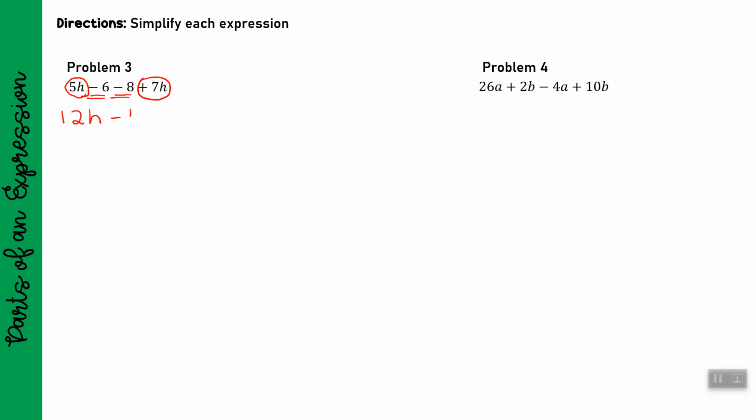So minus 14. I can't combine the 12h and the negative 14. They're not like terms. One has a variable, one doesn't. That is as simple as I can make that expression.